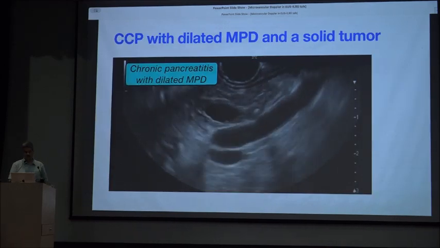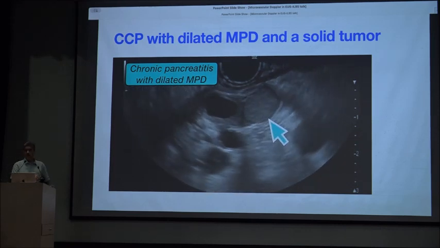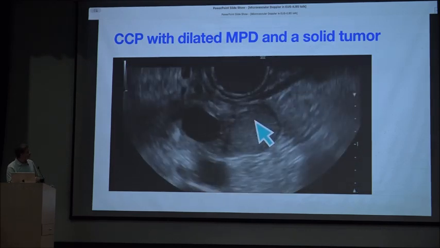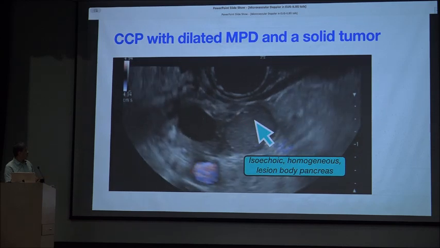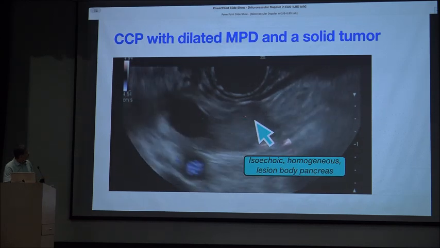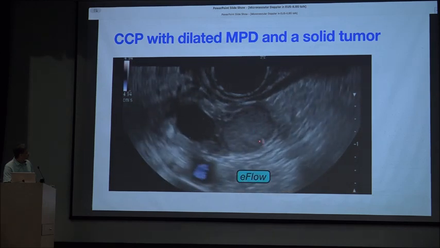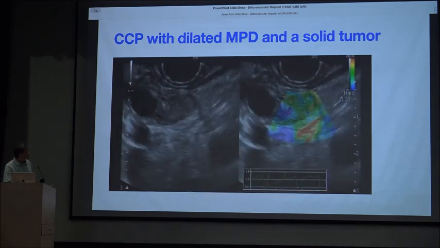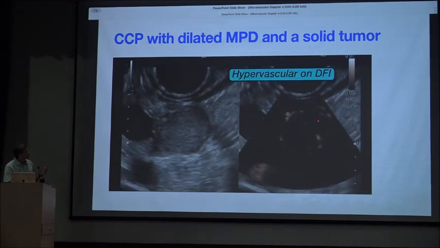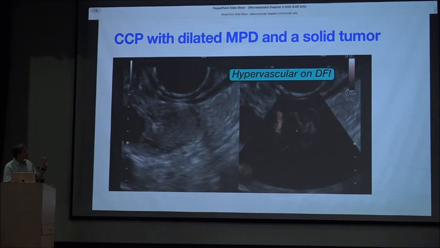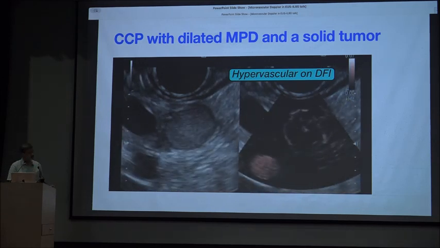This is another patient, of chronic pancreatitis. MPD is dilated. We see a tumor. We expect it to be adenocarcinoma. In this setting, it is isoechoic. E-flow doesn't show us much, but it is more round. Elastography doesn't help us. But when we put DFI, we see that this is not showing peripheral vascularity or spotty vessels. There are vessels inside. This is actually hypervascular.